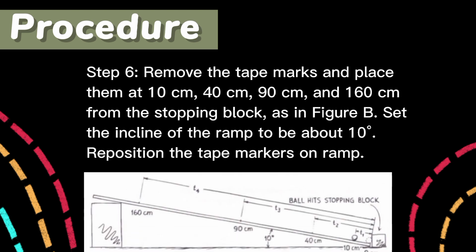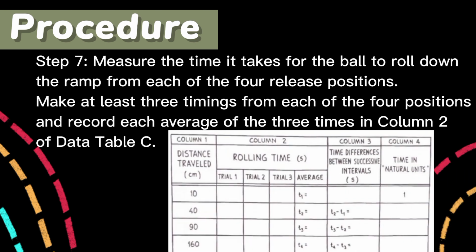Step number 6: Remove the tape marks and place them at 10 cm, 40 cm, 90 cm, and lastly 160 cm from the stopping block. As in figure B, set the incline of the ramp to be about 10 degrees. Step number 7 is to measure the time it takes for the ball to roll down the ramp from each of the 4 release positions. Make at least 3 timings from each of the 4 positions and record the average of the 3 times in column 2 of data table C.